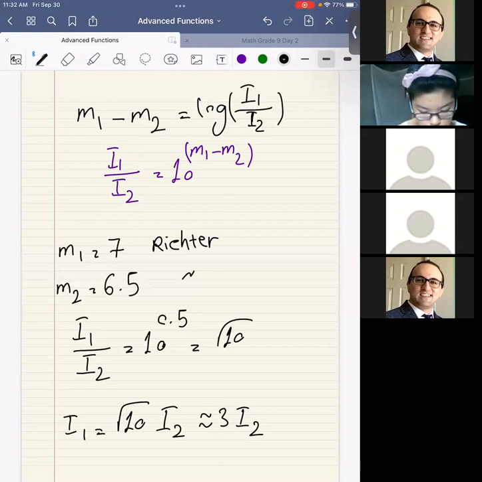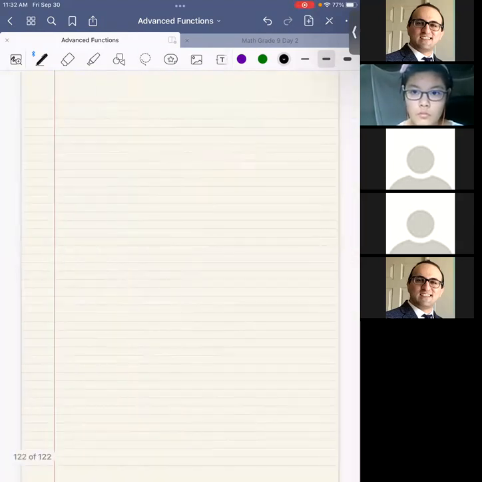So if the difference in magnitudes is 1/2, then that means one earthquake is about 3 times more intense, 3 times stronger, than the other one, right? And we use the same thing for the pH scale in chemistry.